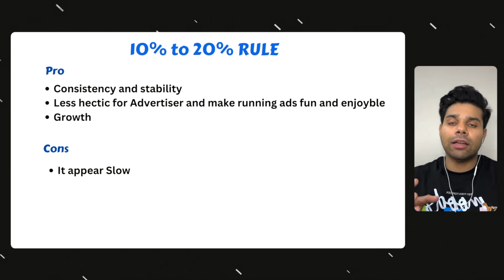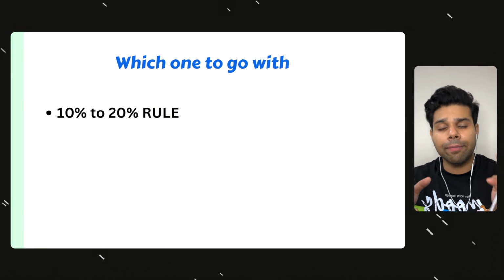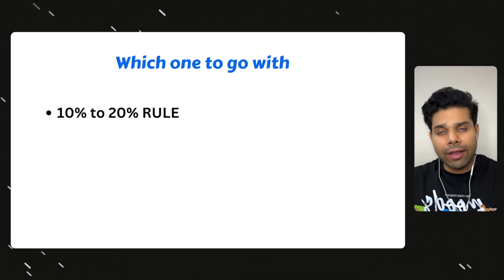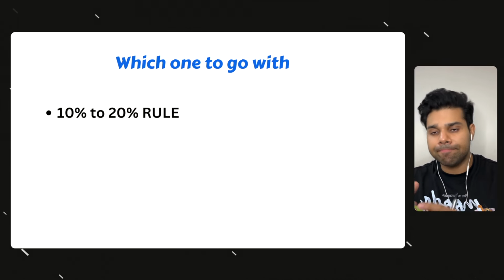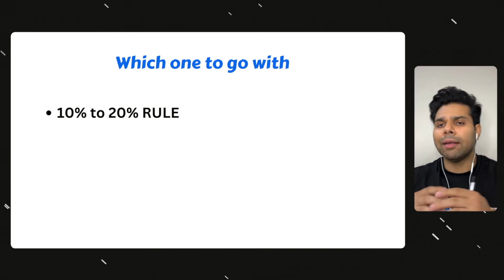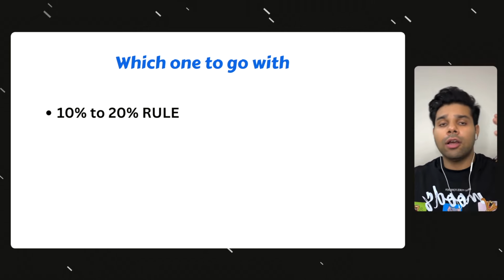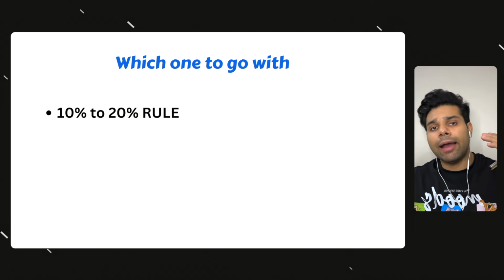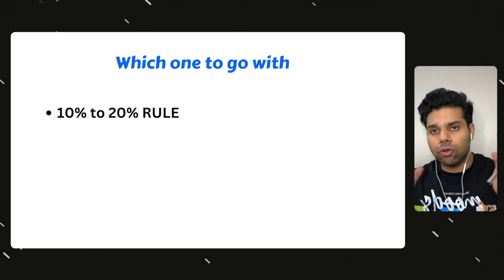So which scaling method should we go with? I use the 10 to 20% rule method in every ad account. Every business I go with, I use this method. Depending on the product, landing page, if everything is correct, you can increase or decrease the budget by 10 to 20, 15% within 24 hours. So it totally depends on those things.